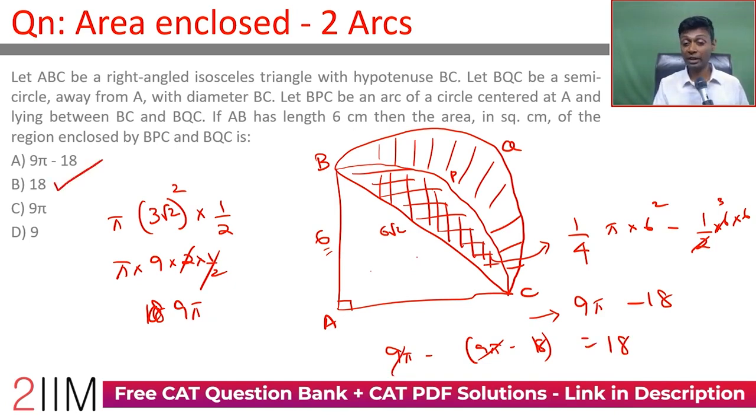Which is effectively area of this triangle. So this part is equal to area of this triangle. It's another way of thinking about it, which is linked to the idea that we're incorporating Pythagoras theorem in some form. So area of this triangle is half into 6 into 6, 18, which is nothing but area of that crescent shape.